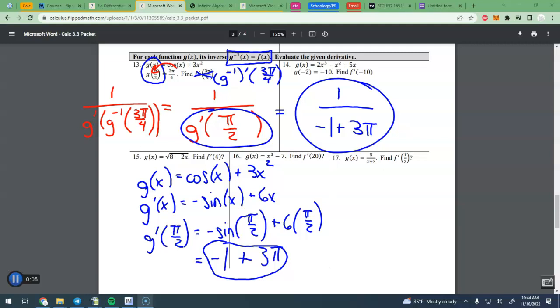What's that for 13? Go ahead and try 14. Same idea, just different ways of doing it.